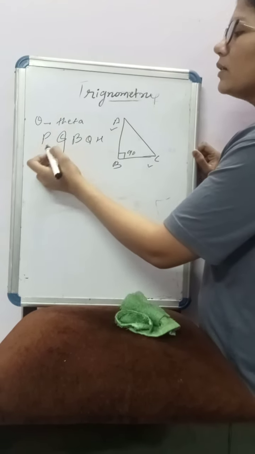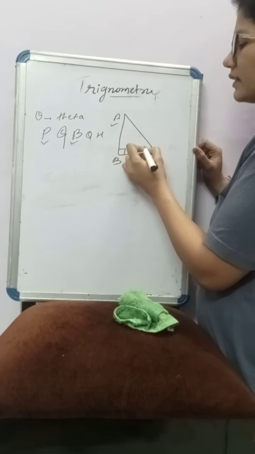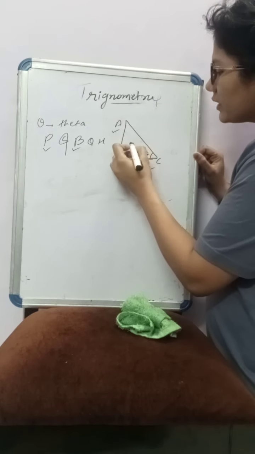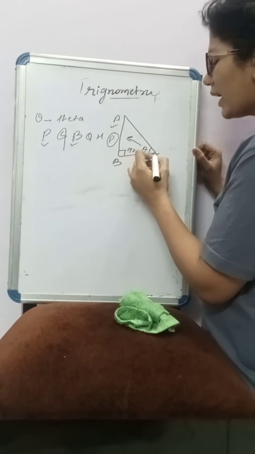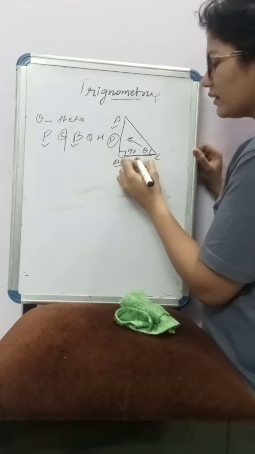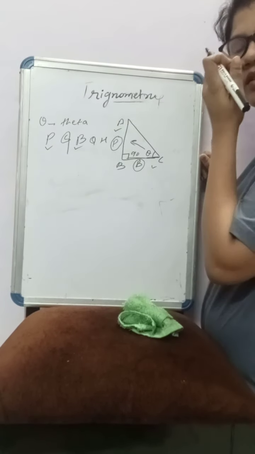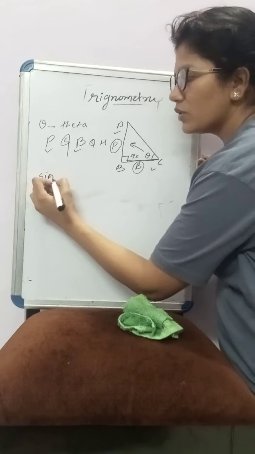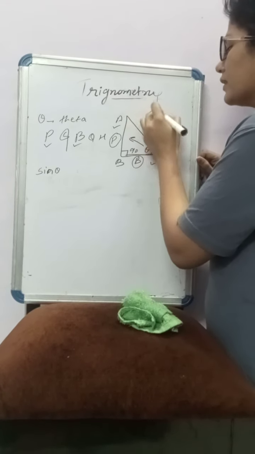Now just come to the perpendicular and base. If we let C be the theta angle, then the side opposite to theta you will consider as perpendicular, and the side adjacent to theta is the base. Always. Now, trigonometric ratios are basically the ratios between the sides of the triangle.